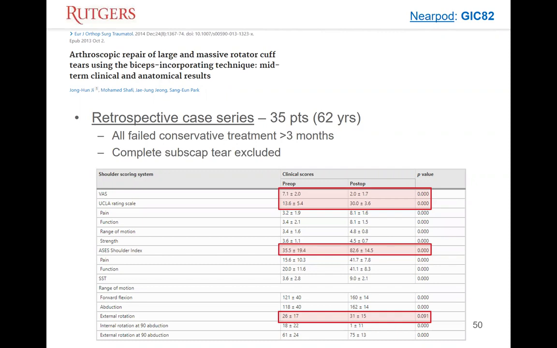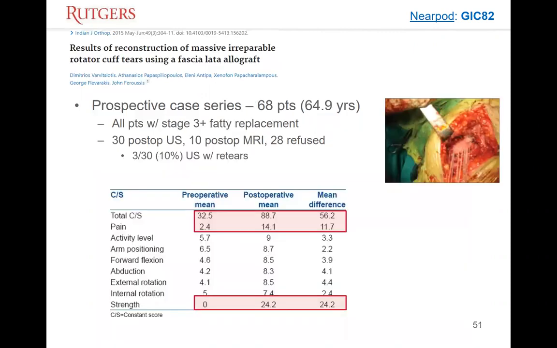4 of the 35 patients required revision surgery, and full healing was seen in 63% on MRI, in addition to 20% with partial tears and 17% with full thickness. While these results were good, all these patients had an intact biceps tendon and subscap tendon, which is often not the case for the massive tears, and it's difficult to generalize these broadly.